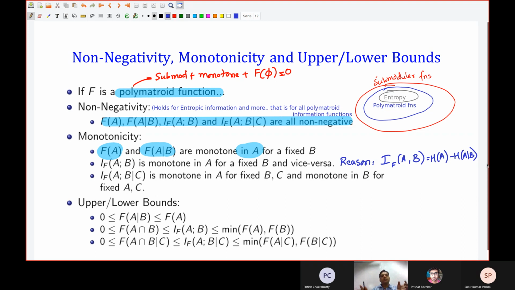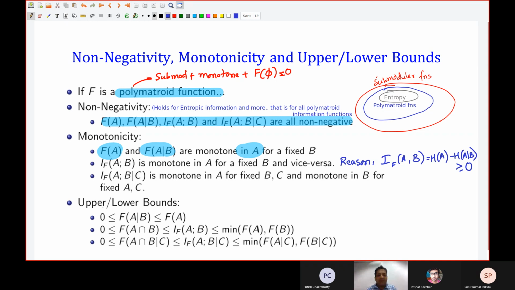Okay, so it's going to be monotone because as you keep adding conditioning, the gains are going to change as the conditioning part increases. Entropy of A is basically entropy of A given nothing, right? Versus entropy of A given B. Now you are growing the set. So because of submodularity, there will be diminishing returns, and therefore it is greater than or equal to 0. Not only is it greater than 0, as you keep growing A, this gap will only increase.